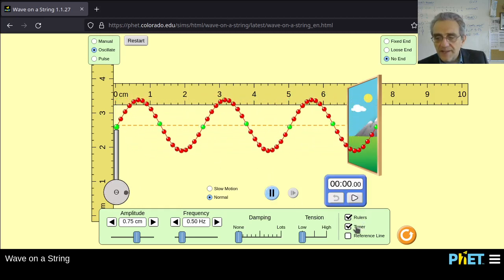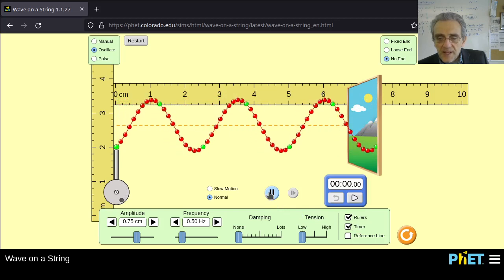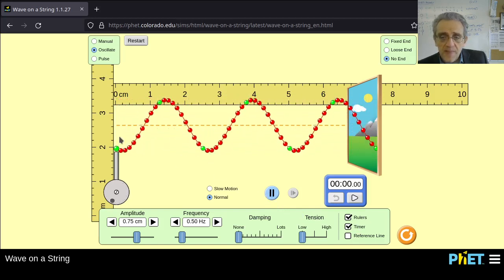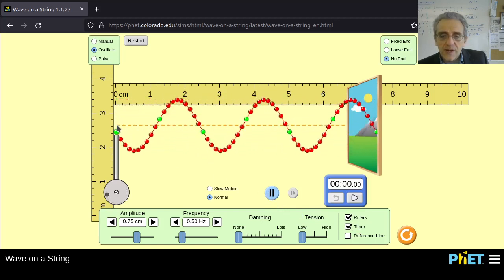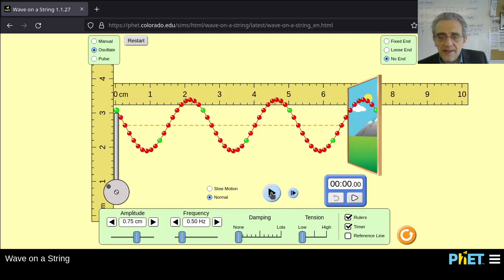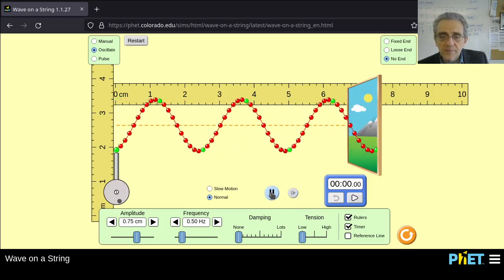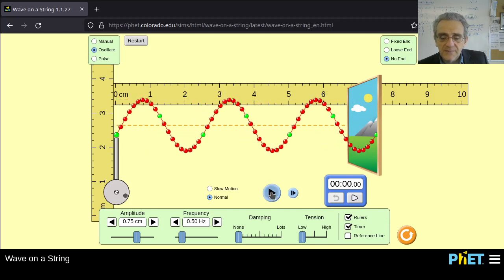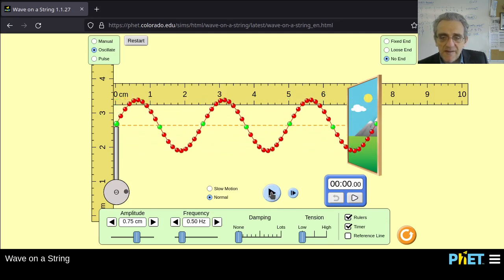And let me bring up my timer too, but let's freeze it. And I'm going to freeze it when this dot is right on the center line. Let's see how good I am at that. Nope, missed. Missed again. Okay, that's not bad. So if we can see here, from this point to this point, we have a full wavelength. That is one full wavelength.